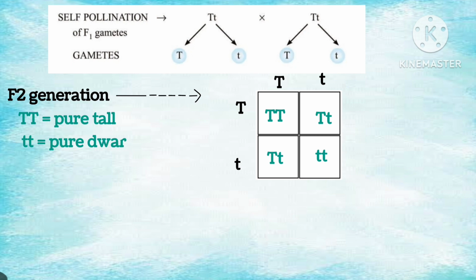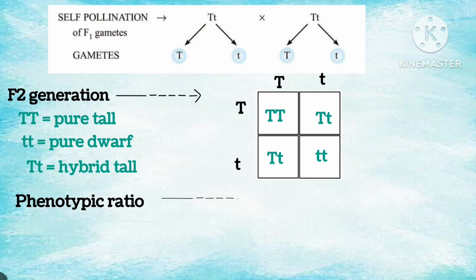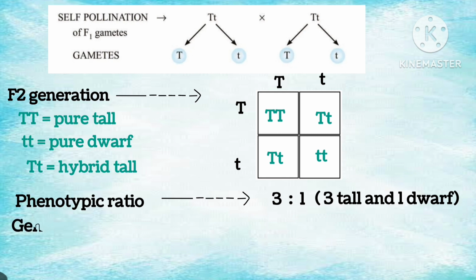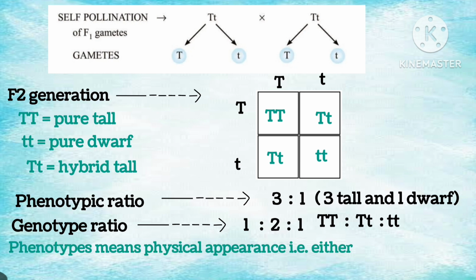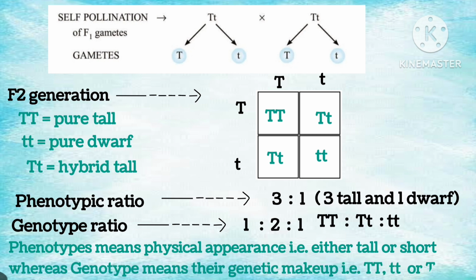One is pure tall, one is pure dwarf, and two are hybrid tall. So the phenotypic ratio according to this grid is 3:1, where 3 are tall and 1 is dwarf. And the genotypic ratio is 1:2:1, meaning 1 pure tall, 2 hybrids, and 1 pure dwarf plant is produced. Phenotypic means physical appearance, that is either tall or short, whereas genotypic means their genetic makeup, as you can see here.